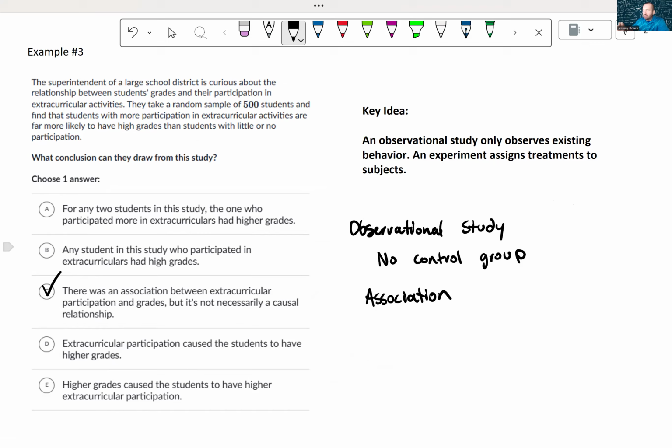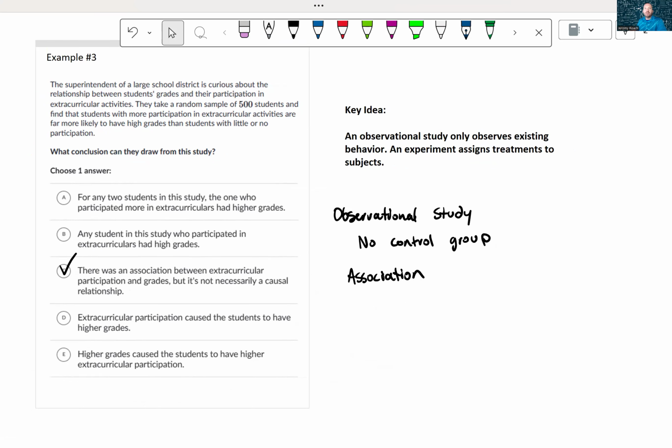And that one is answer choice C. I think that's the only one there that says there's an association. So the key idea again is observational studies just observe existing behavior, and experiments assign treatments to subjects and oftentimes have a control group. Okay.